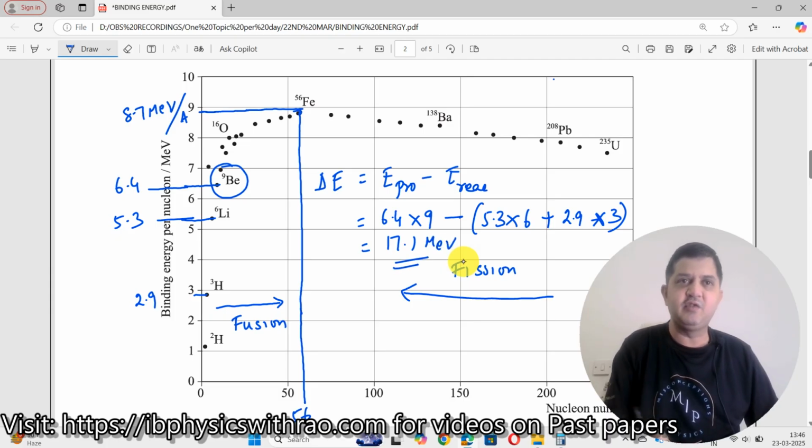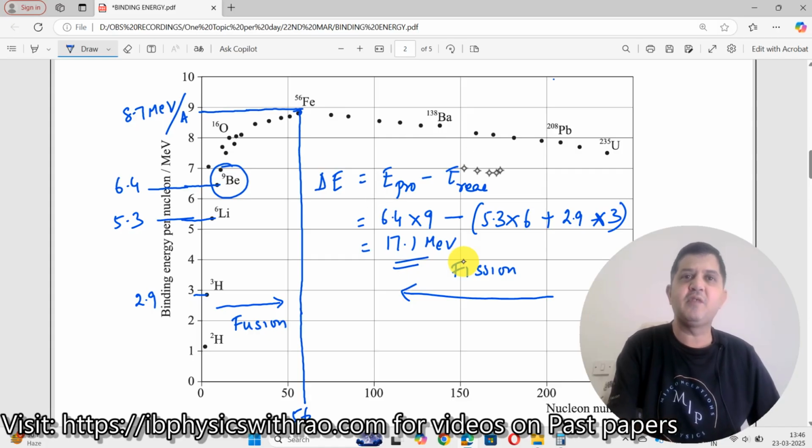What does it tell you? That means this delta E is positive. It means definitely our assumption that there is an amount of energy being released holds. Whenever delta E is positive, energy is released. So we have found out that in fusion, energy is released.